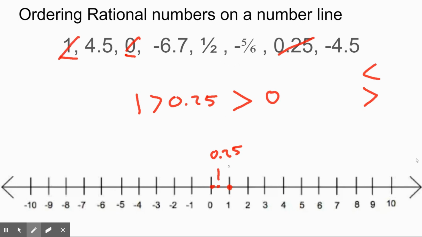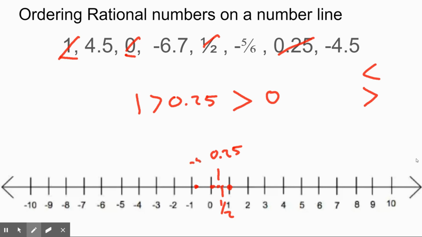We have 1.5. Again, we can compare things. 1.5 would be about here. It's not perfect. That's a little bit higher than 1.5, but that's okay. We have negative 5/6. That's not going to be a whole number, so it's going to be right here. It's still actually greater than -1 because it's closer to the positive end of our number line.